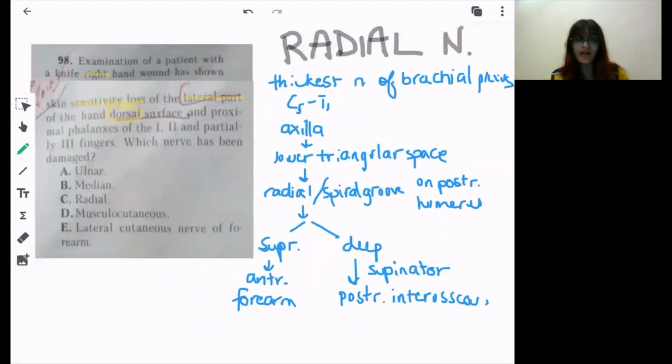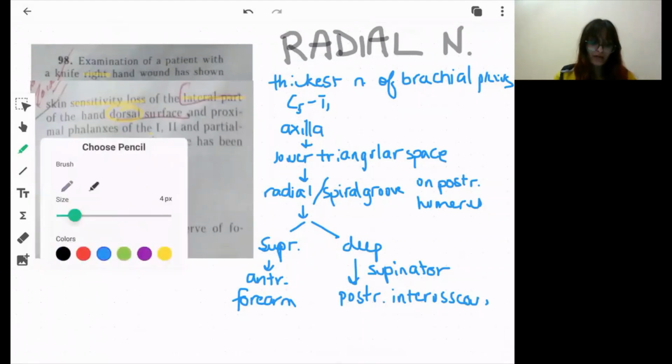It is the thickest nerve of the brachial plexus. The root value is C5 to T1. It is given off in the axilla, where it gives some branches. We'll see. Then it is present in the lower triangular space. Then it is present in the spiral groove. Out of all of these, the most important is the spiral groove of the humerus, on the posterior surface of the humerus. Then it enters the forearm, and there it gives two branches.